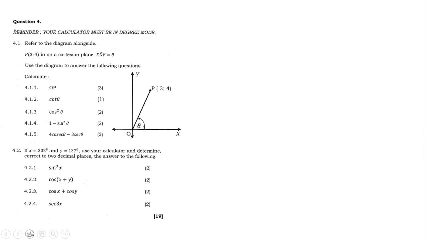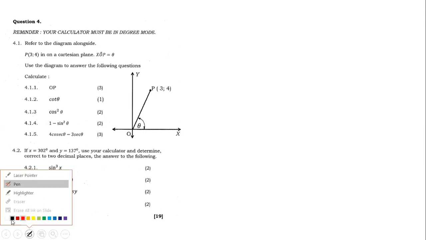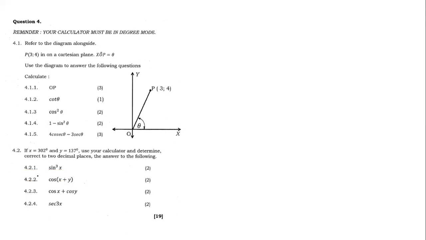All right, then. So now let us continue with this question, which is question number 4. Here we are doing trigonometry. Remember, your calculator must be in degree mode, not radians. Refer to the diagram alongside. This is the diagram they're talking about. P is (3, 4) on a Cartesian plane, and angle xOP is equal to theta. Use the diagram to answer the following questions.